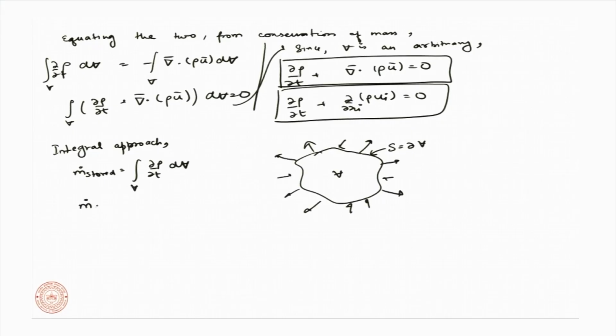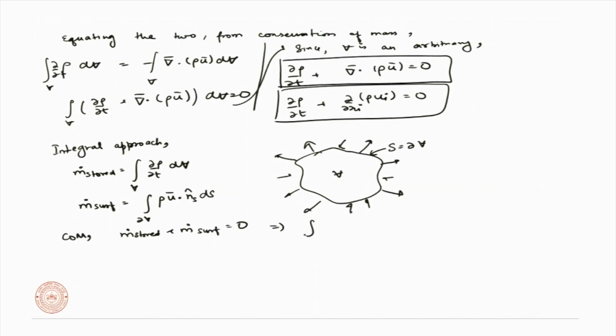We can say that the mass flux from the surface, that is leaving or entering, over ∂V or the surface S is equal to ρ u vector dotted with the surface normal into dA or dS. By conservation of mass, what we can say is that ṁ stored plus ṁ surface is equal to 0. This is a net outflux. So, the outflux plus the stored should be equal to 0, and that is your conservation of mass.